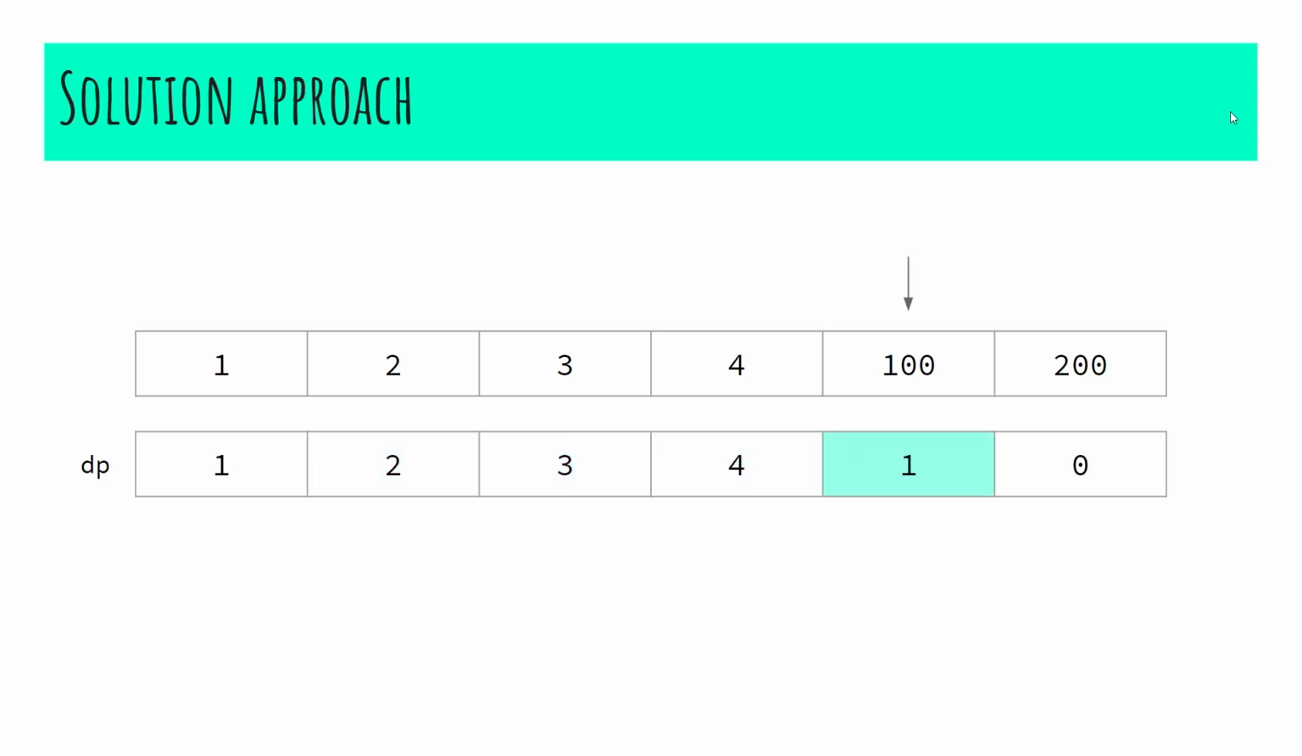Once we move to 100, we can see that this is not 1 greater than the previous element. Therefore, I'll be storing 1 in my DP value, and the same in the case of 200. At last, I'll iterate to find the maximum value present in DP, and I'm going to return that. This approach will use space complexity of order of n, where n is the size of the array. We can reduce the space complexity to order of 1. Let's see how to do that.